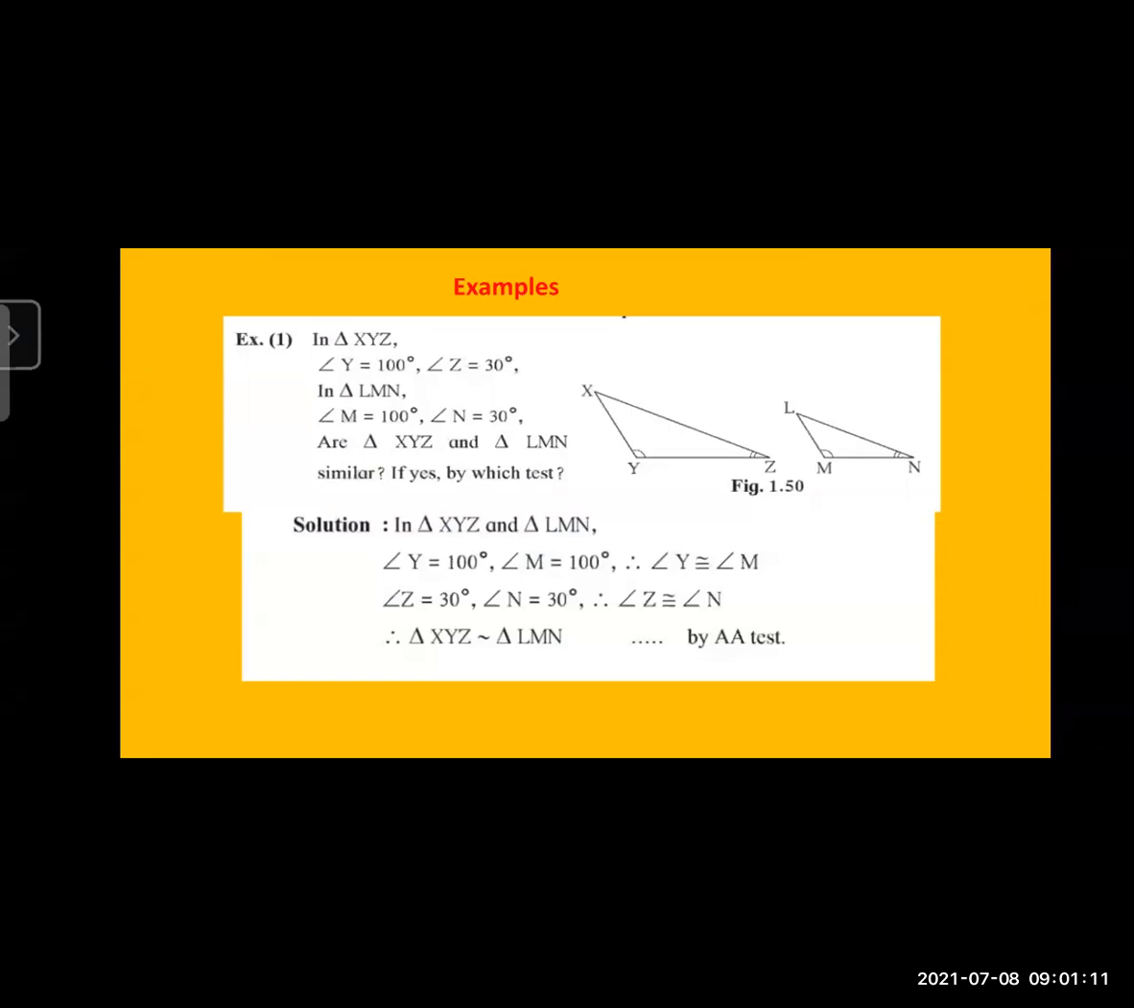So first question, in triangle XYZ, angle Y is equal to 100 degree, angle Z is equal to 30 degree. Okay, so in first triangle, you see angle Y is given 100 degree, angle Z is 30 degree. And in another triangle, LMN, M is equal to 100 degree and N is equal to 30 degree. They ask, are triangle XYZ and triangle LMN similar? If your answer is yes, then by which test? So we solve this question.